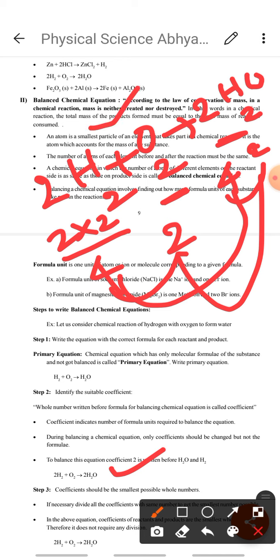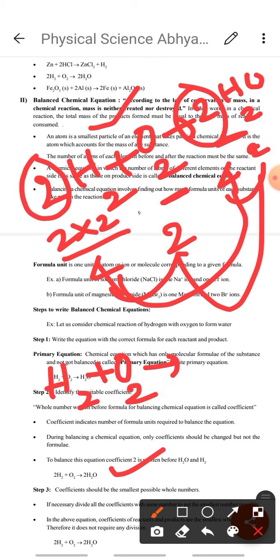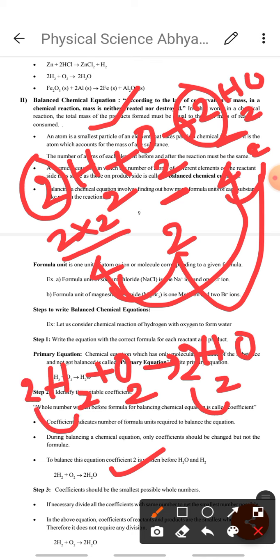So what happened here? We put a coefficient 2 before hydrogen and also H2O. When you put this coefficient, it should be balanced. So H2 plus O2 gives H2O. I am writing. Here oxygen atoms only 1. So you put 2 before H2O, oxygen balanced. But what about hydrogen? 2 into 2, 4 it becomes. So you also put 2 before hydrogen, then it is balanced. So like this you should balance.